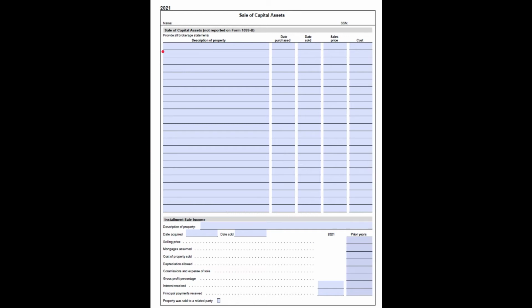What you're going to do here is just put in the financial institution or the payer, and we will know that we have the appropriate documentation to fill in that information on the tax return for you.